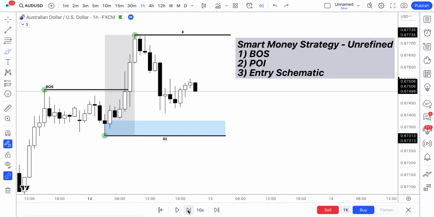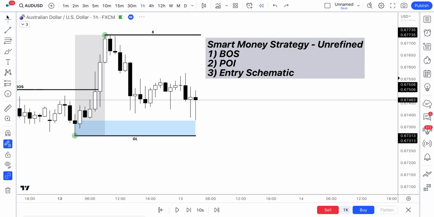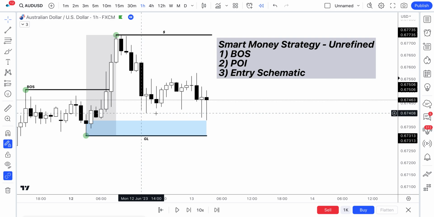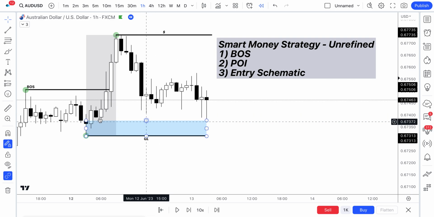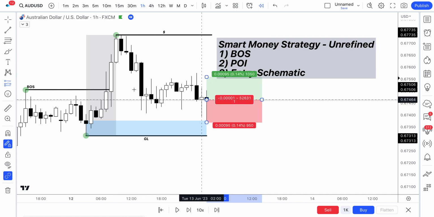Okay, so if we play this on now, let's play this back one more. So, if you had your stop below these wicks here, you would have been stopped out. Okay, so that's why it's important to only enter from rejections out of the POI. You can see price just comes into our POI and then rejects strongly.